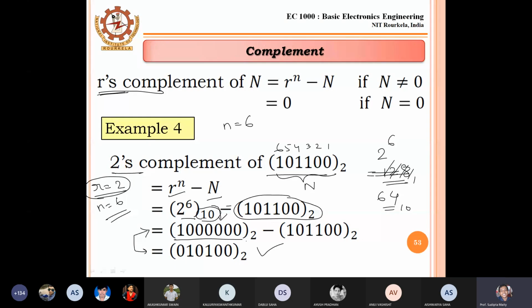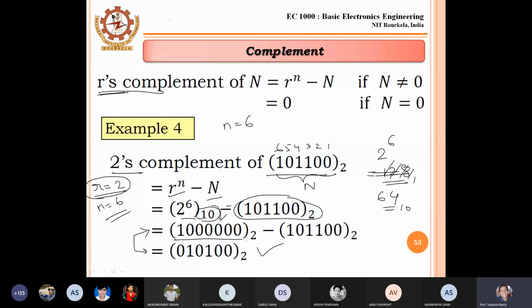2 to the power 6 means a 6-bit system? Who told you that? Sir, we have to convert it in 6 bits. Who told you it should be 6-bit? You were told 2 to the power 4 means 4. Then follow the lecture properly. I never said 2 to the power 6 always means 6-bit.